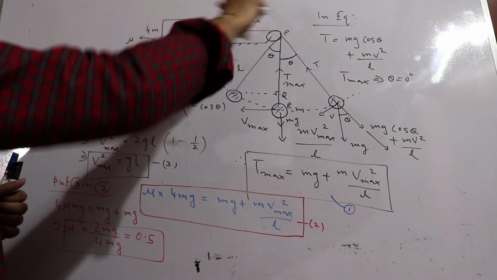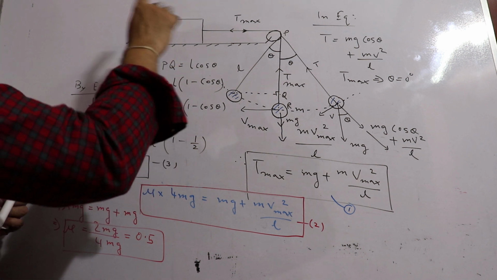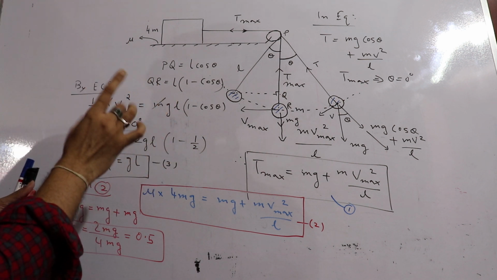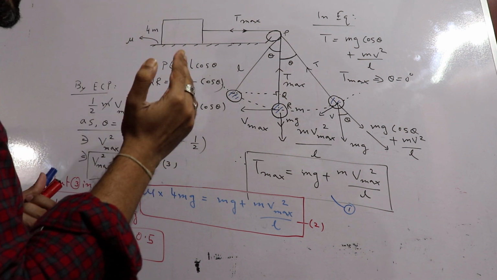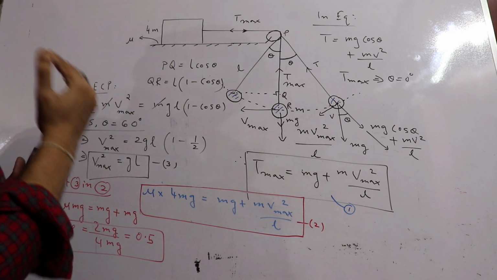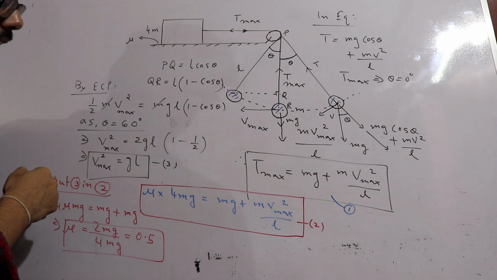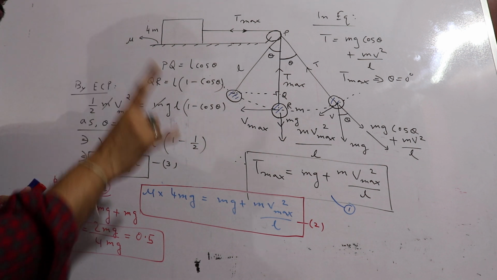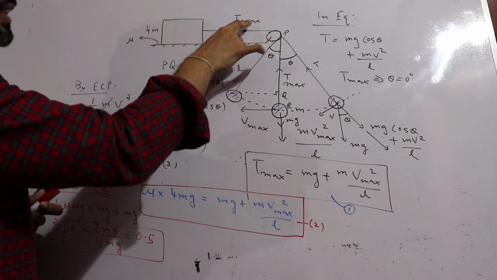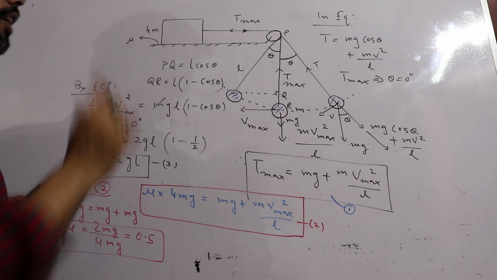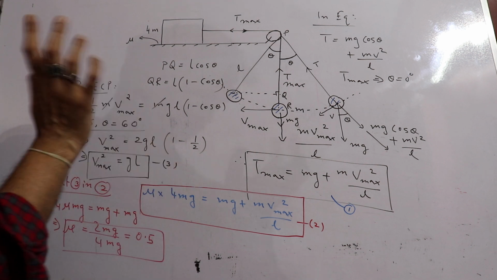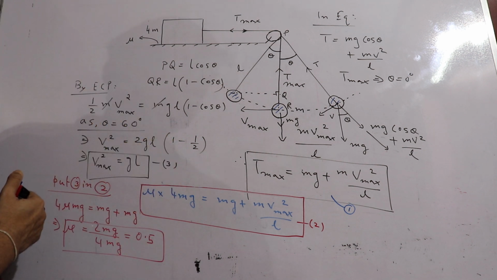Now this Tmax is pulling the 4m block. Okay, so even if the block stays at rest, that means we are considering the critical condition. What should be the minimum value of the coefficient of friction? The minimum value of the coefficient of friction should be such that the limiting friction exactly balances Tmax. Only then 4m will not move. And the maximum value of the force of friction is mu times 4mg.